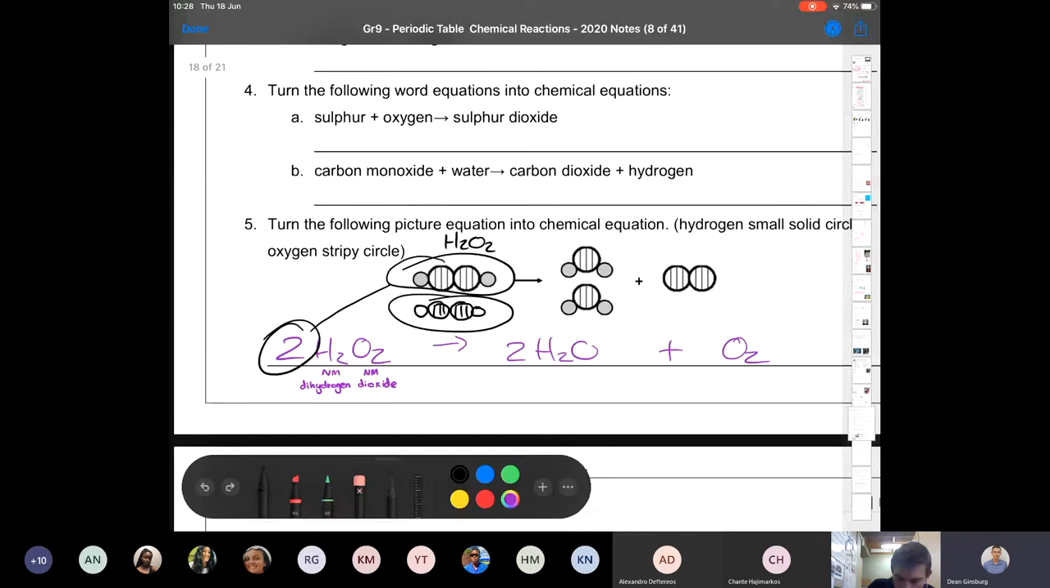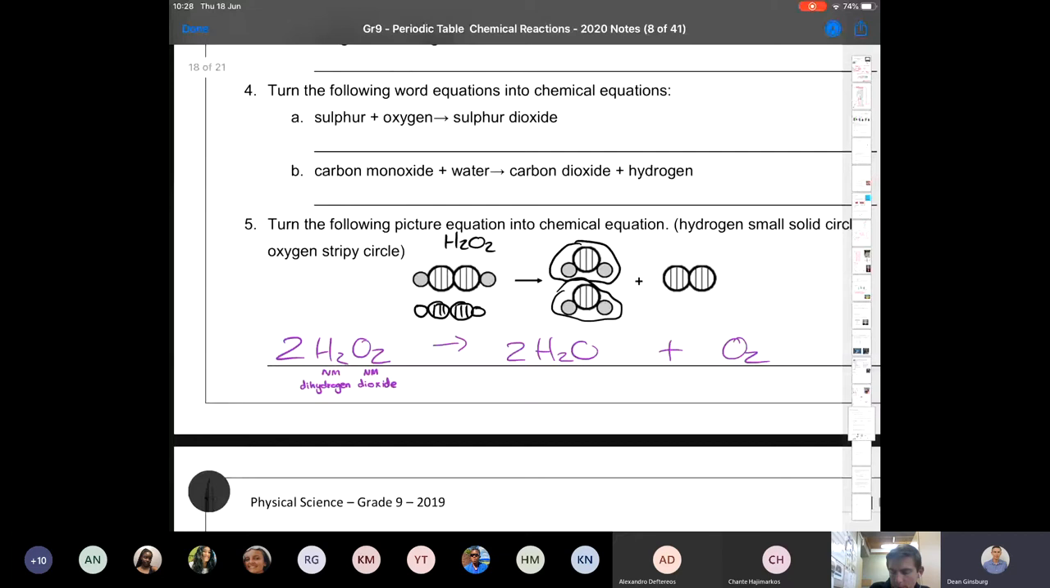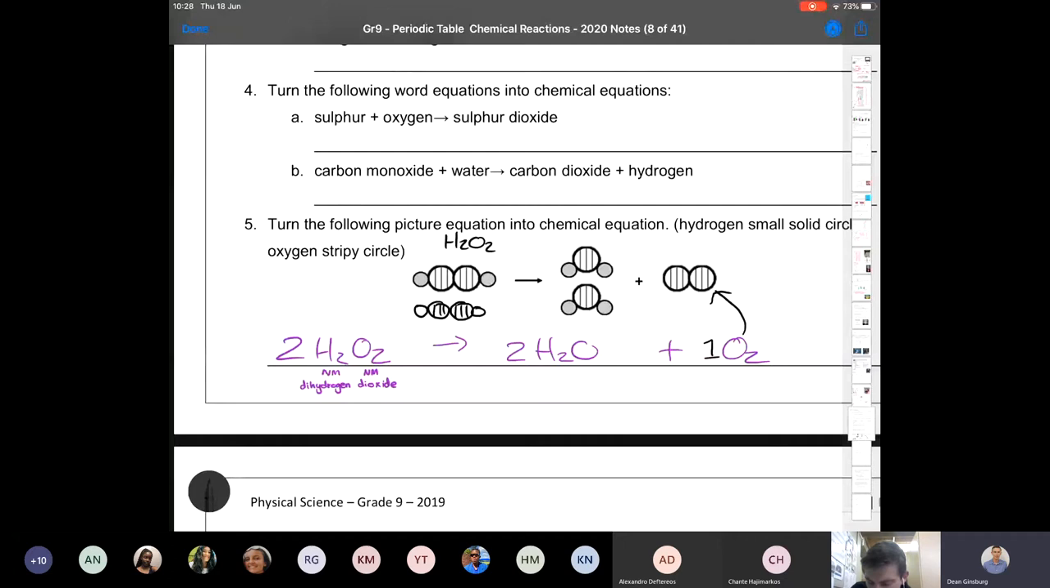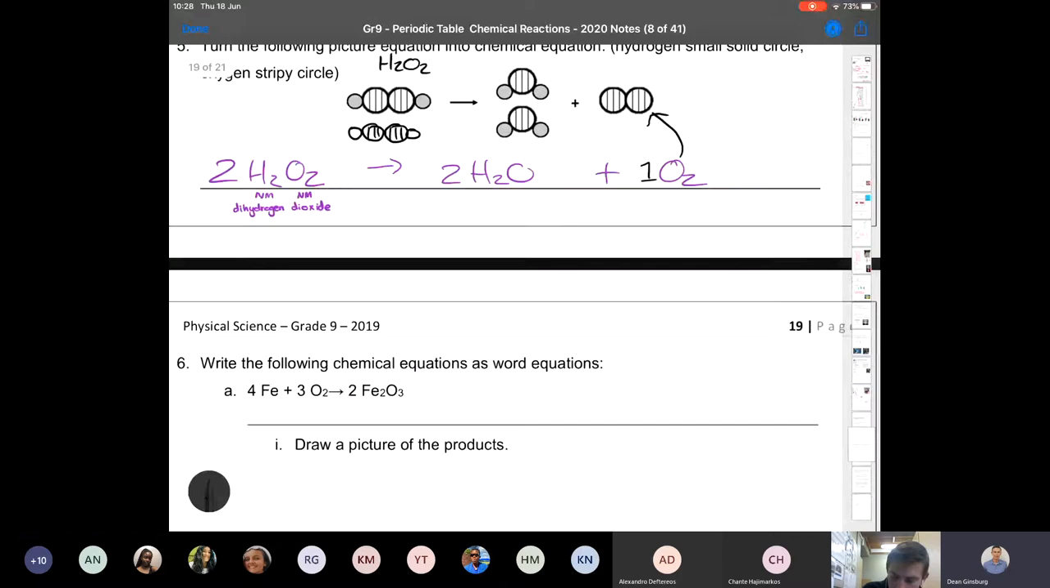And then the 2 waters, here's 1 water molecule. There's the other water molecule. So that 2 means you've got 2 water molecules. And just one, remember there's an imaginary one in front of that oxygen. So you've only got one oxygen. So there's the one and there's the oxygen. Remember, oxygen's diatomic. So O2 means you've got one oxygen and a second oxygen bonded together, two of them diatomic. All right, so that's what you had to do for that question. You just had to add in an extra hydrogen peroxide.